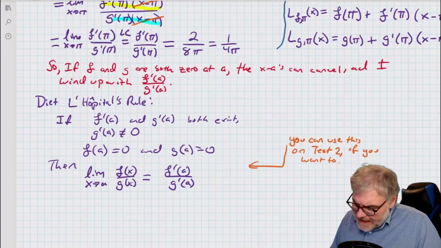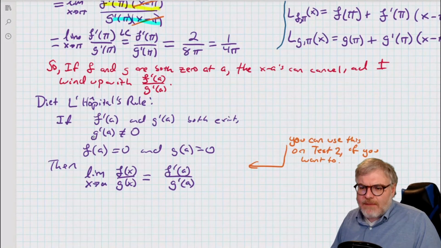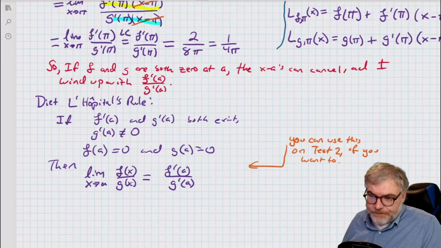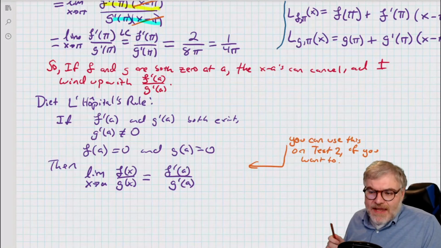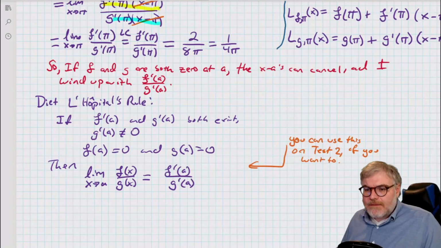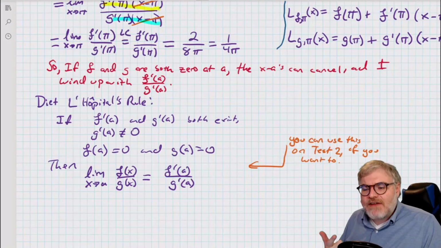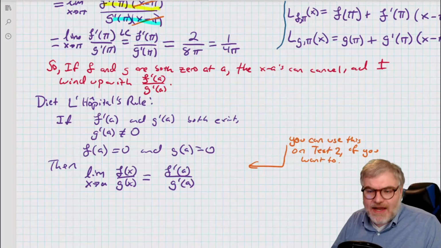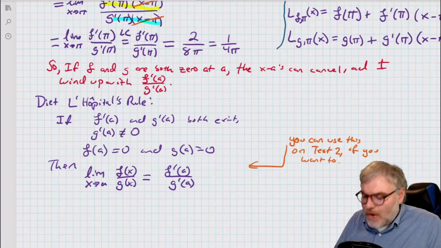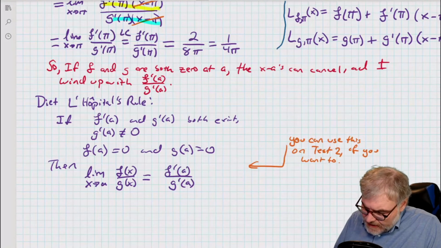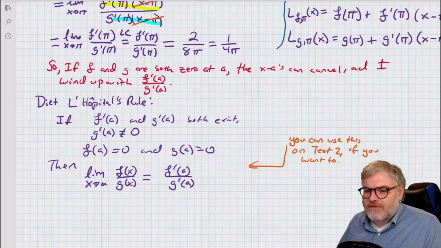So here's my L'Hopital's rule. If f prime of a and g prime of a both exist, and g prime of a doesn't equal 0, and f of a equals 0 and g of a equals 0. So both of them have to be differentiable at a. g prime of a can't equal 0 because then I'd wind up dividing by 0. And with both of the functions equal to 0 when evaluated at a, the limit as x goes to a of f of x over g of x is simply the limit of the derivatives.